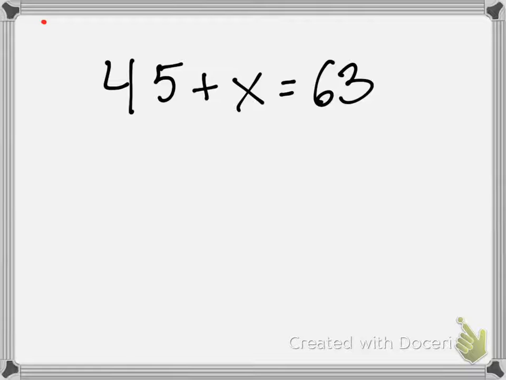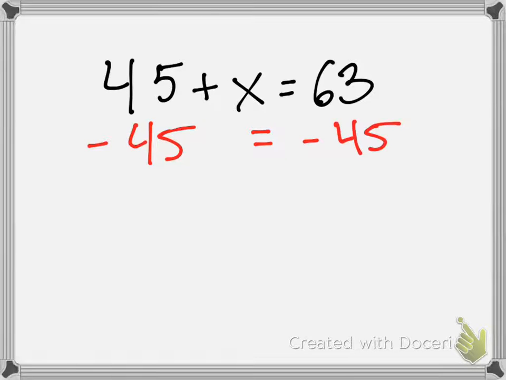Excellent. Now, we could obviously use mental math, but sometimes it's a little bit harder when our numbers get bigger. So we want to isolate the variable. Okay, I'm going to call on Oswaldo. Let's isolate this variable. How do we do that? 63 minus 45. Yeah, so we're going to do a minus 45 on each side.